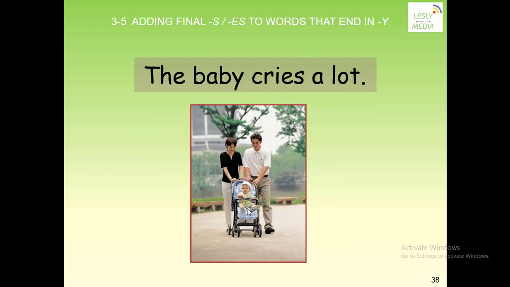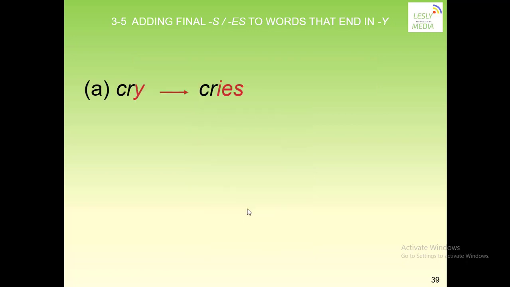Next, we are going to learn about ending final s or es to words that end in y. For example, the subject, the baby, and then the verb is cry. But here you will find cry spells with cries. So the sentence will become the baby cries a lot. Nah, why the verb changes like this? Okay, let us see. Yeah, cry.